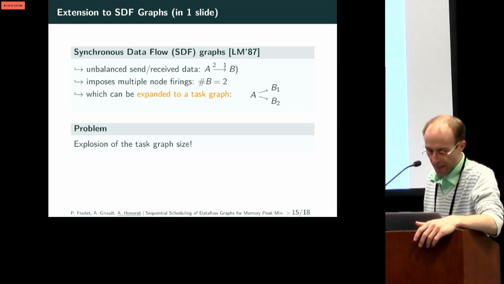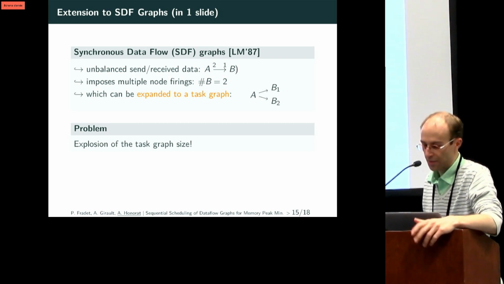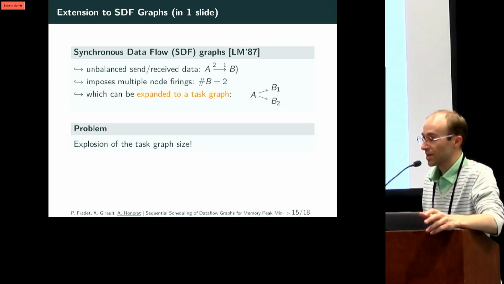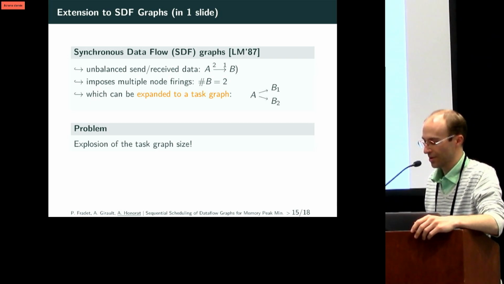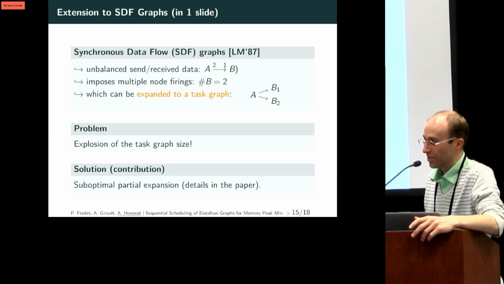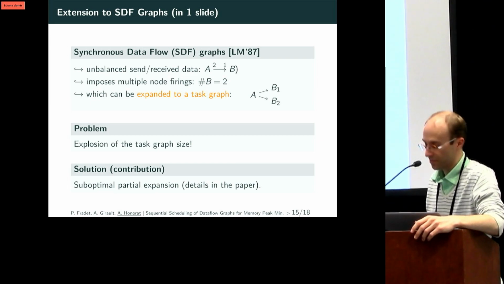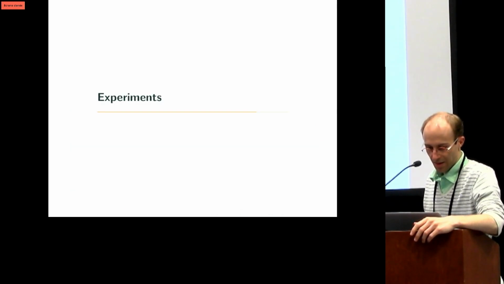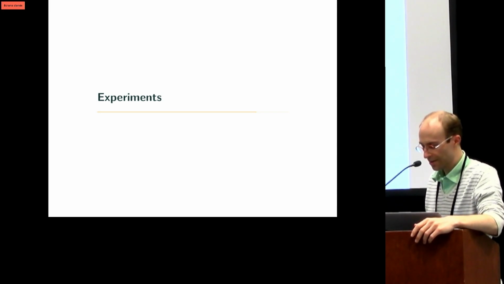But there is a problem. The expansion into the regular task graph can explode in size. This is especially the case when the weights on edges are relative prime numbers. So as the last contribution, we have developed a suboptimal partial expansion of the SDF graph, and we give detail in the paper. I will not present it. I will instead present a few experimental results.